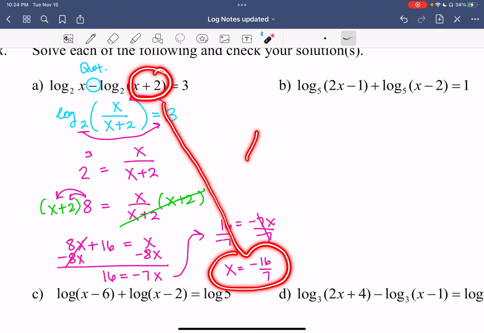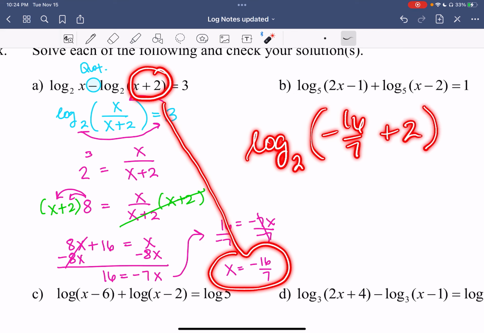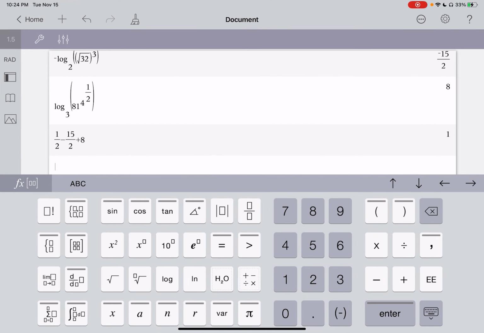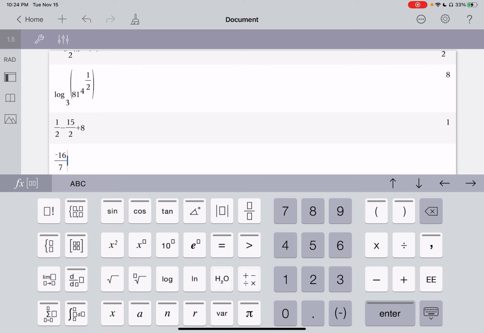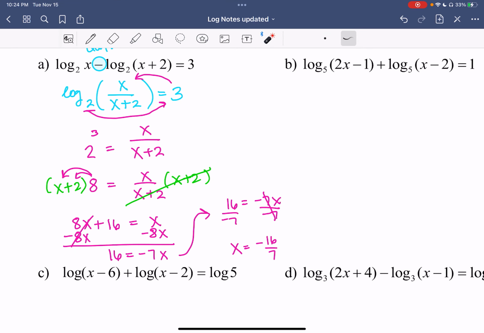Okay, so this gives us log base 2 of negative 16 over 7 plus 2. What we can do is type this in the calculator and see if it's positive or negative. So negative 16 over 7 plus 2 gives me a negative fraction. So both of my arguments ended up being negative if I plug in this x. For that reason, this is actually not going to be a solution. And since there aren't any other solutions, letter A actually has no solution.